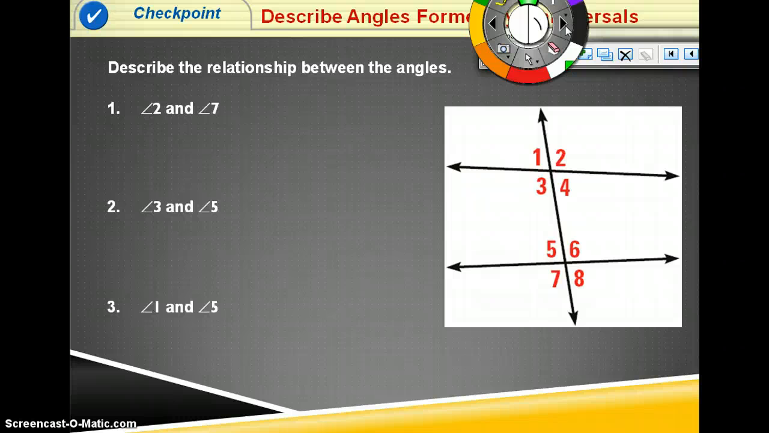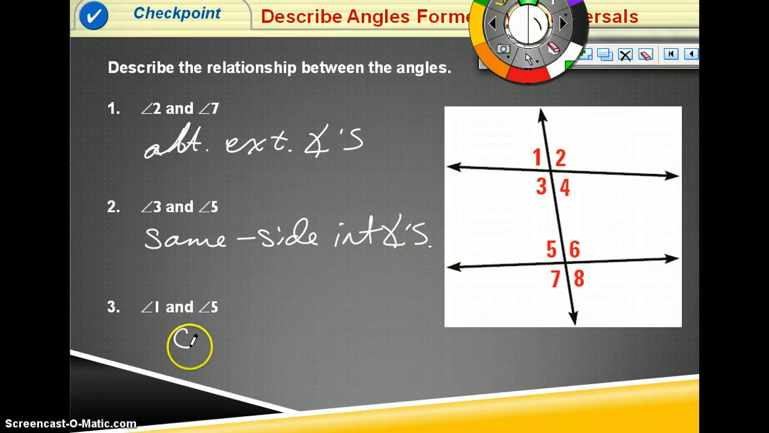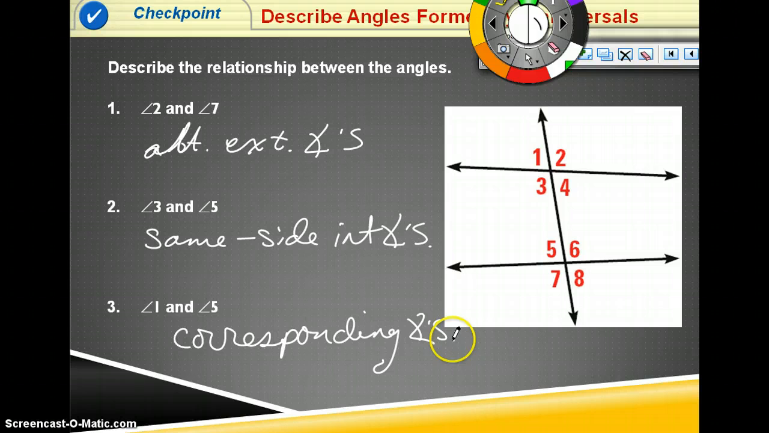So 2 and 7, you should have come up with alternate exterior angles. 3 and 5 should be same side interior angles. And then 1 and 5 should be corresponding angles. How'd you do? I hope you did well.